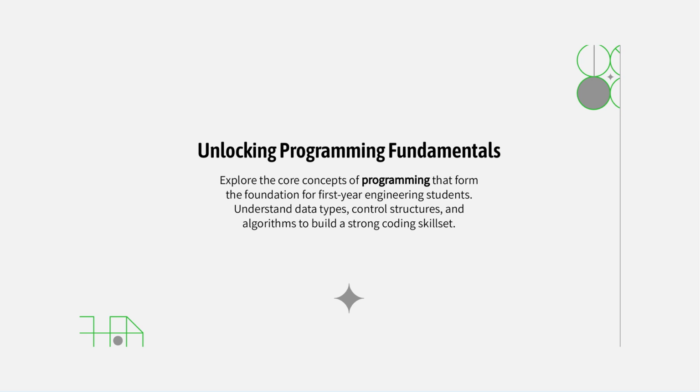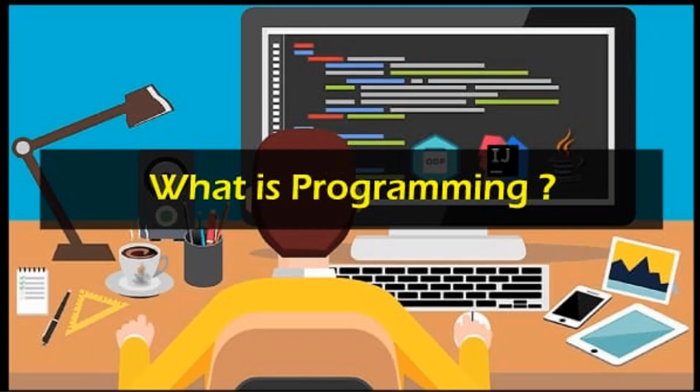Now let's break down the steps involved in programming. First, we have problem analysis. This is where you understand the problem that needs to be solved and define the requirements. Think of this step as planning your journey before you start driving. Next is algorithm design. Here you create a step-by-step solution to the problem. An algorithm is like a recipe, a set of instructions to follow. Designing an algorithm helps you plan out your program before you start coding.